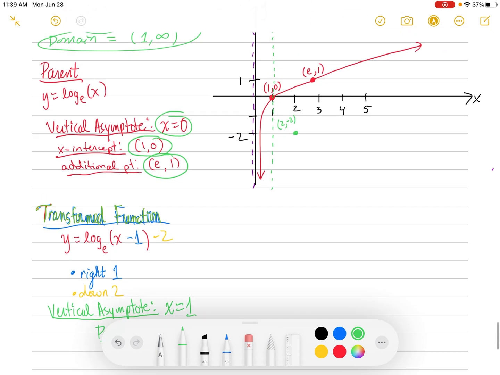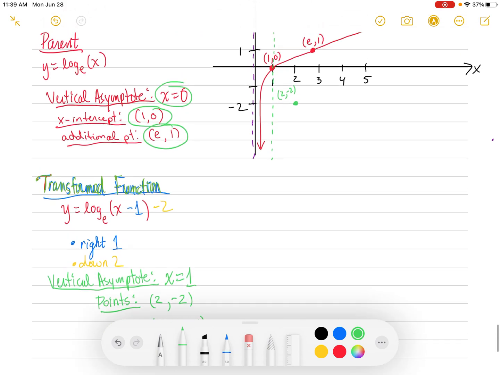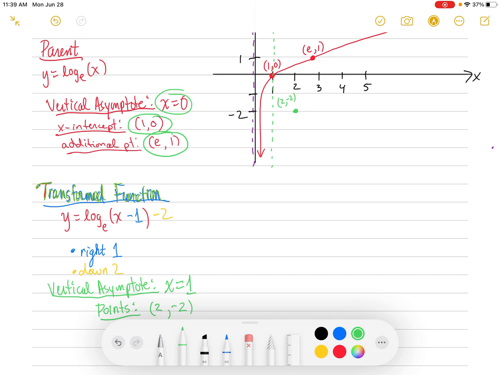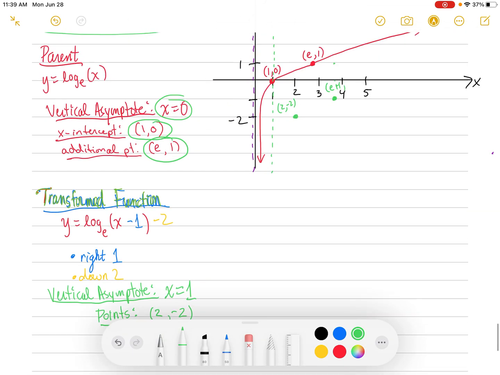(2, -2). So yeah, we took the (1, 0), we moved it right 1 and down 2, so it's down here. That's (2, -2). And then we took the other point, we moved it right 1 and down 2. So that's e plus 1. So it moved right 1 here and then down 2, right here. So that point is (e + 1, -1). So we connect these two.